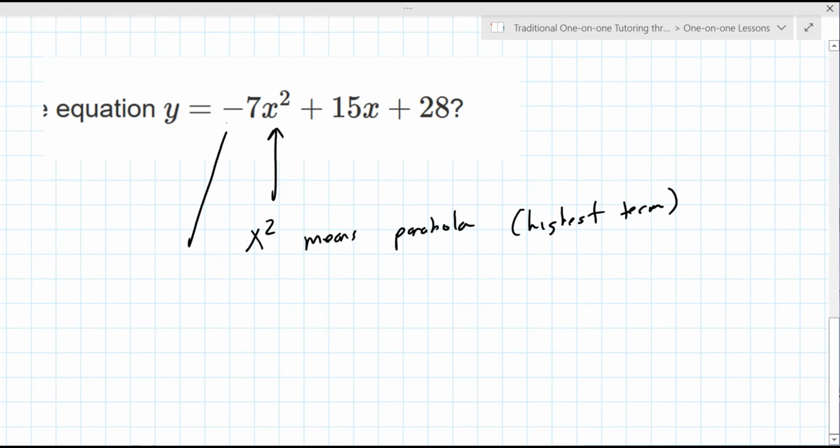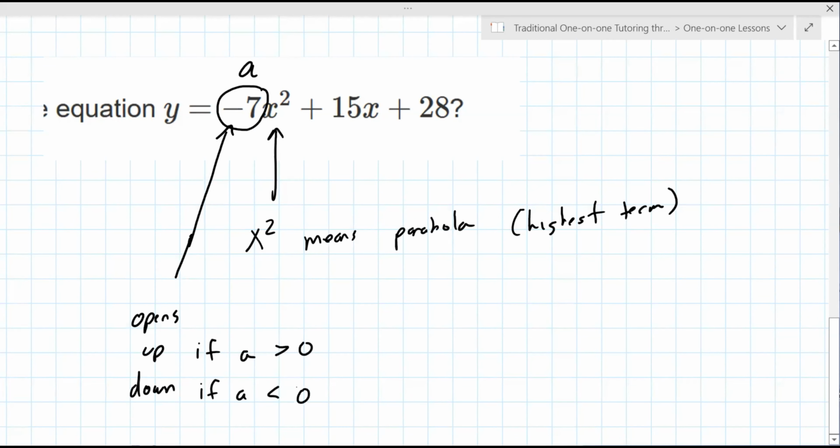Now this number in front, whether it's positive or negative, this tells you whether it opens up or down. Do you remember that from class notes? Anything about that? No. Okay, so they call this leading term A. And it opens up if A is greater than zero and opens down if A is less than zero. So basically positive opens up, negative opens down. So what do you say about this one? Does it open up or down? It opens down.